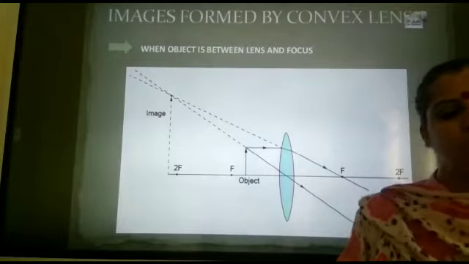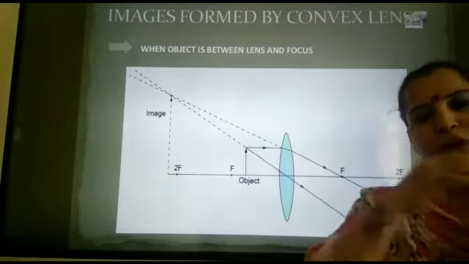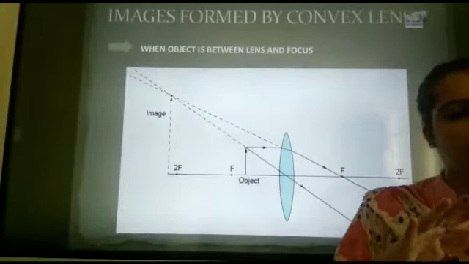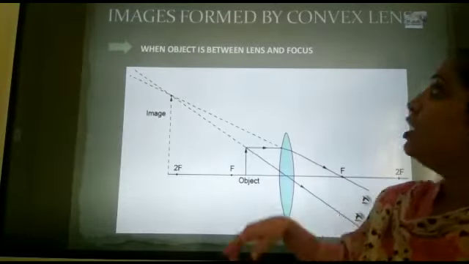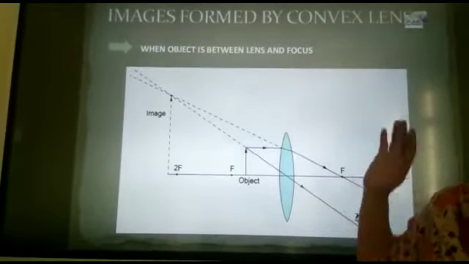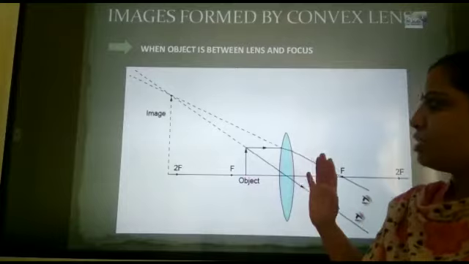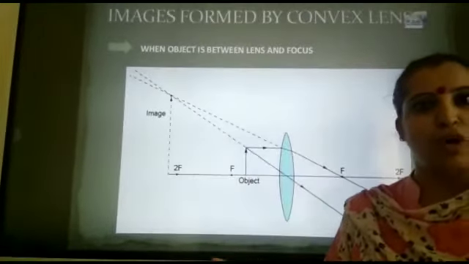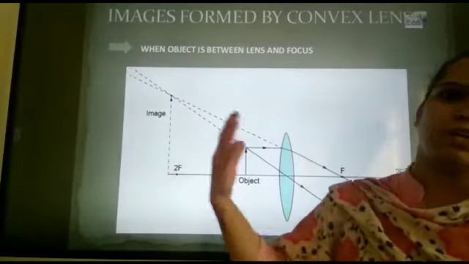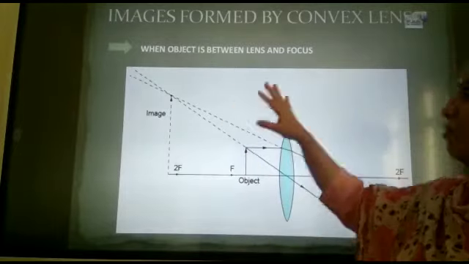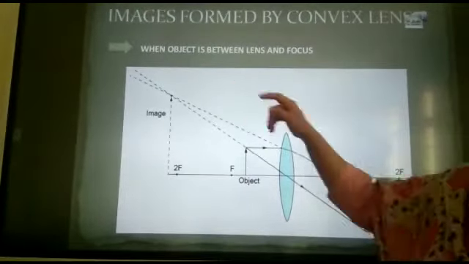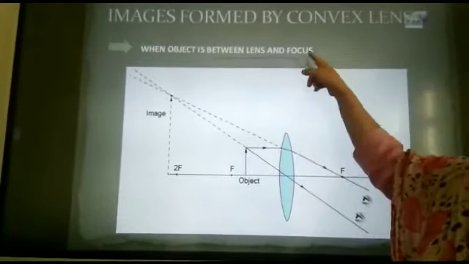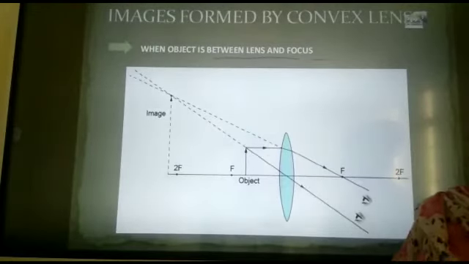Fine. So in that case, any placement of the object at any point doesn't change the image. But in the case of the convex lens, there are different images formed when the object is placed at different positions. Now this is the first one that I am discussing, when the object is between the lens and the focus.